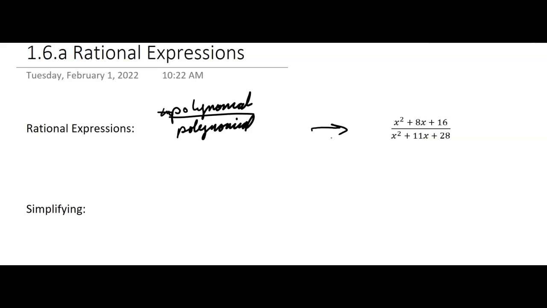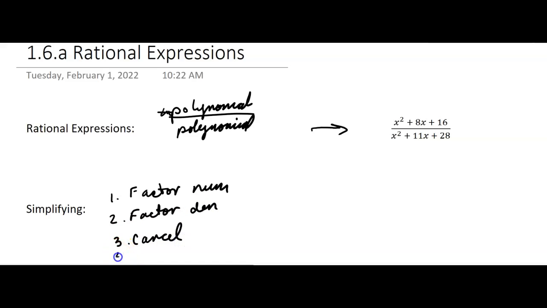So the rule for simplifying a rational expression is, you're going to factor the numerator, you're going to factor the denominator, and then you're going to see if there's anything that can cancel. And you do have to write the answer, so I'll just put that in as a fourth step, but probably that goes without saying.